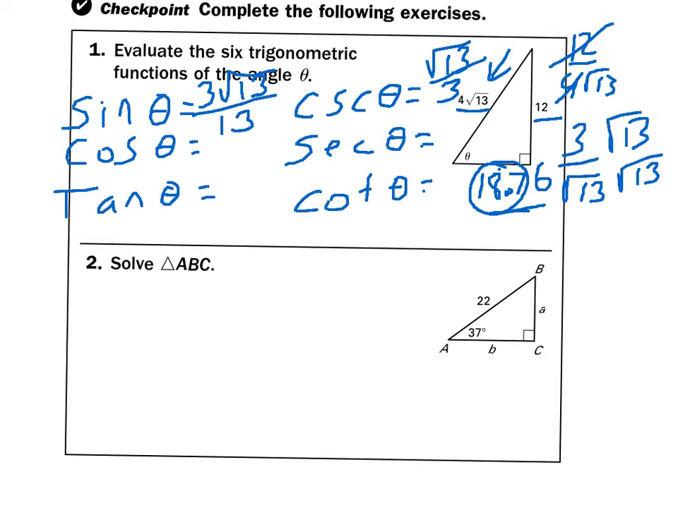So when you did that number, you got 1.3. Now remember, if I did 18.76 divided by 4 square roots of 13 on the cosine, on the secant I got 4 square roots of 13 divided by 18.76.